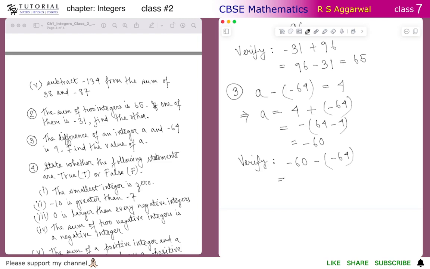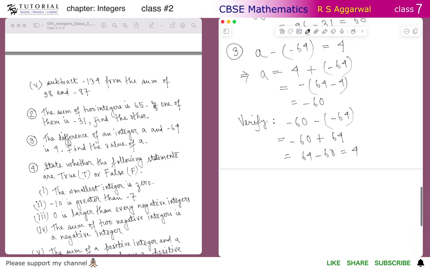So let's check. We are subtracting minus 64 from minus 60. So what do we do? We add the additive inverse of minus 64 to minus 60. So this becomes this, and from the addition of two integers of unlike sign, we can say that this is 64 minus 60, this is 4. So the difference was given as 4. So this is correct. Okay.